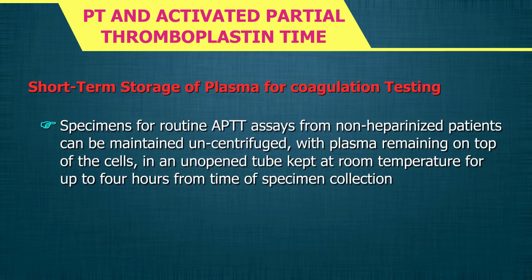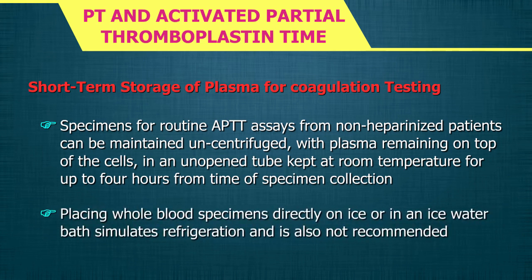Specimens for routine APTT assays from non-heparinized patients can be maintained uncentrifuged with plasma remaining on top of the cells in an unopened tube kept at room temperature for up to 4 hours from time of specimen collection. Placing whole blood specimens directly on ice or in an ice water bath simulates refrigeration and is also not recommended.